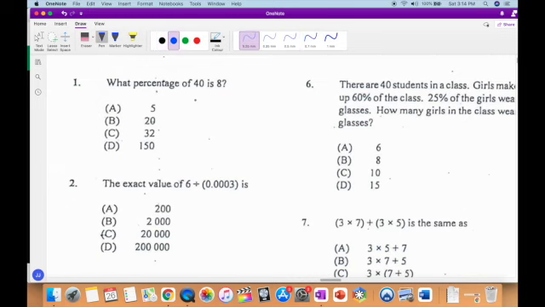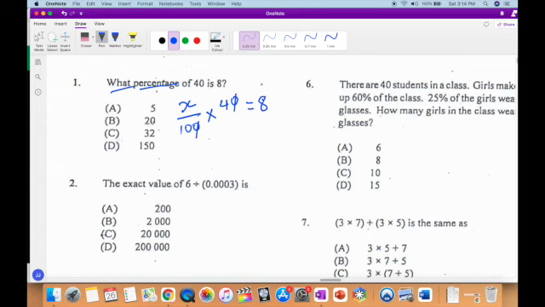What percentage, and read your question carefully please, what percentage of 40 is 8? It's not asking you to find 8% of 40. A lot of people are doing that. But no, what percentage of 40 is 8? And remember, you don't have a calculator for this. This exam is no calculators allowed, so you definitely have to work this on your own.